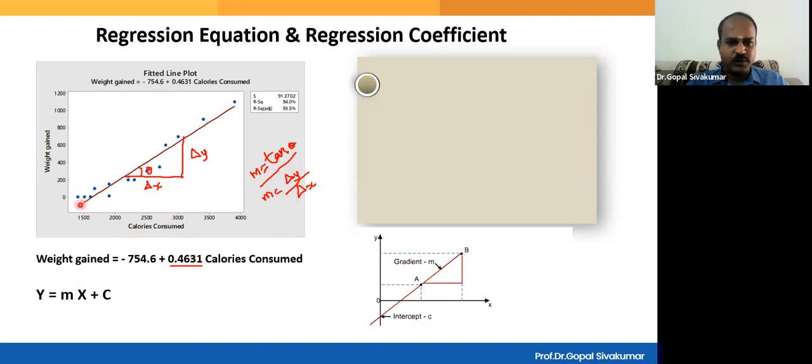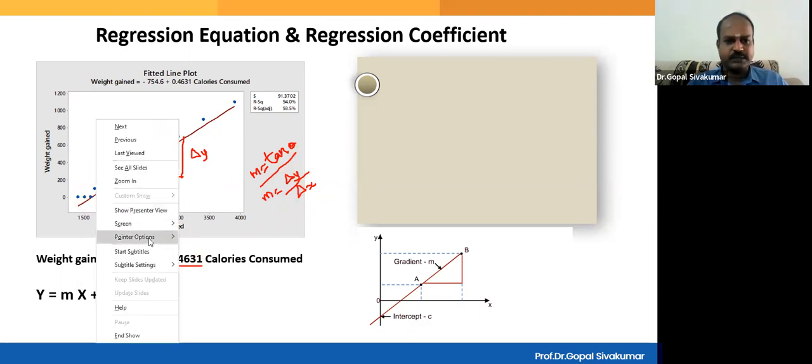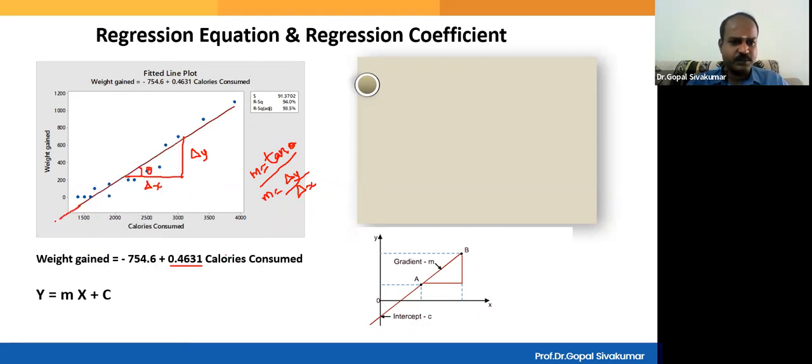And then c can be found by extending your regression line. And see here, once again, I'm taking my pen and I extend this. Now you can understand this line is crossing your y-axis at this point, below the origin. And that's why you have a negative value here, minus 754.6. So minus 754.6 is nothing but the y-intercept, the point at which your regression line is crossing the y-axis. Once you know the constant minus 754.6 and 0.4631, you can frame this complete regression equation.